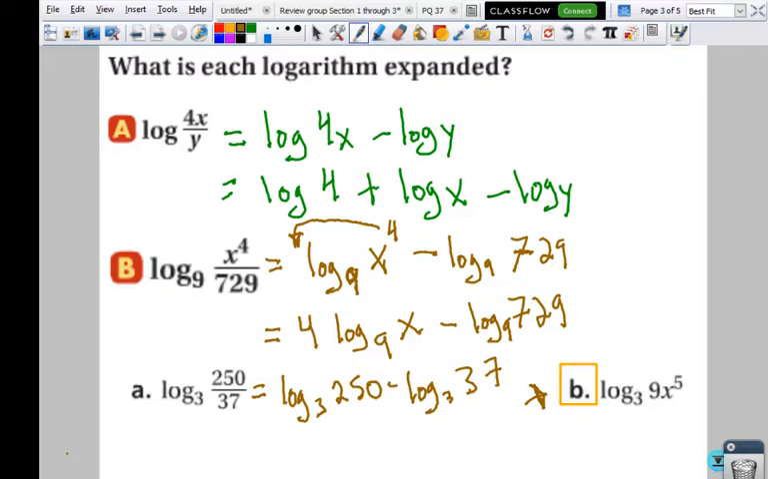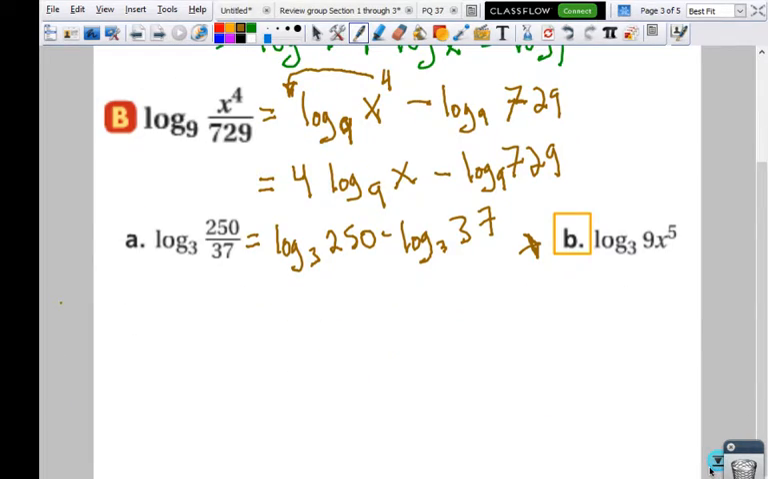Did I say it right? Yeah. Plus log base 3 of x to the 5th. Sorry, it'll be log base 3 of 9 plus log base 3 of x to the 5th. Wrong one, I got flipped around there. So log base 3 of 9x, plus log base 3 of x to the 5th.